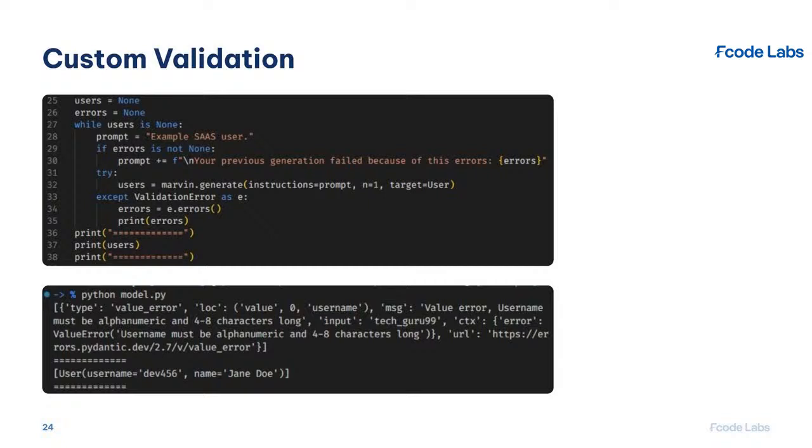If I run that one, I get a validation error the first time. It generated a username with the suffix 99, but it's longer than 8 characters and it has an underscore. It is not alphanumeric. So it's going to send this error message also to the LLM, and the LLM understands this and sends the correct output. The second time the loop runs, it has given the correct user.